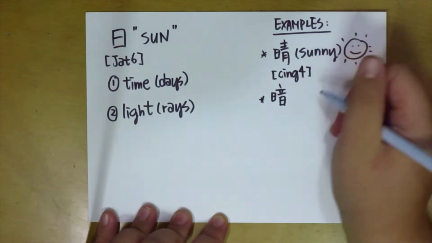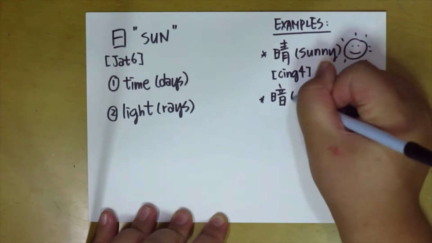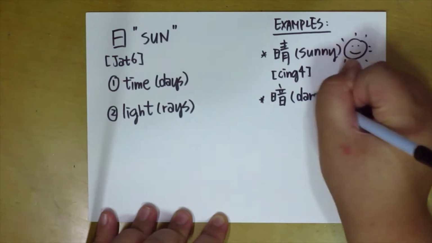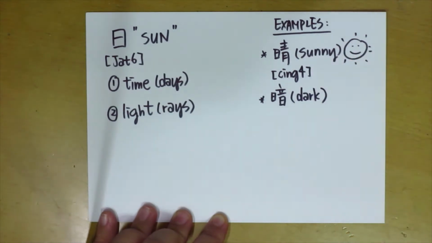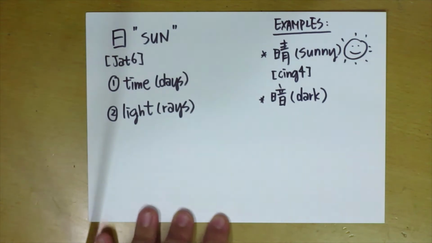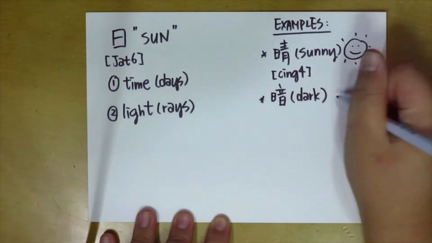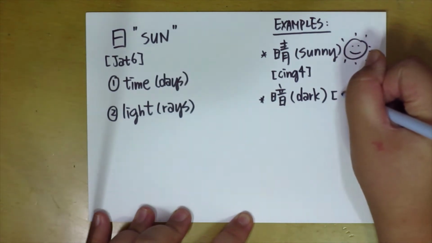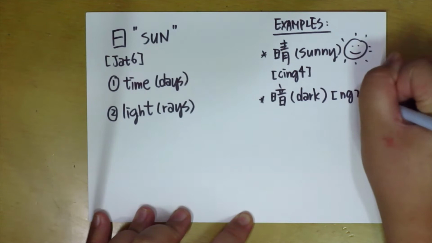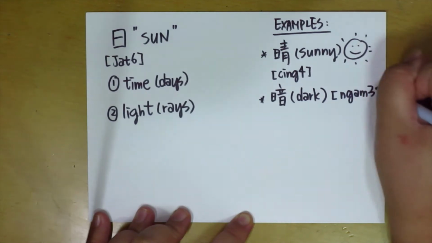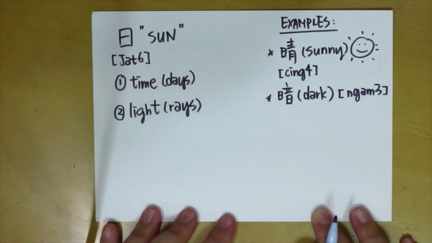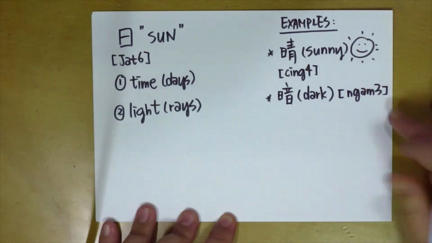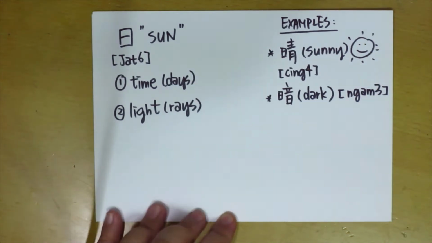opposite case. Ngam, which means dark. Dim or dark, you can't see because there's no light. And dark, ngam, the pronunciation is like this, in the third tone. So these 2 are light related.